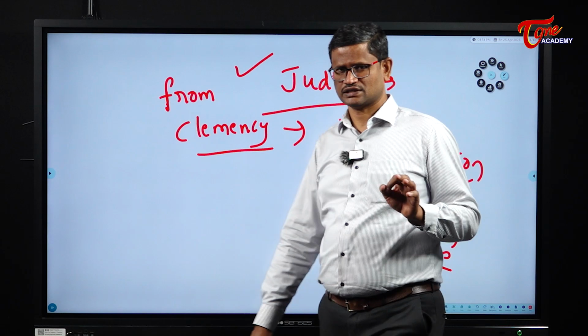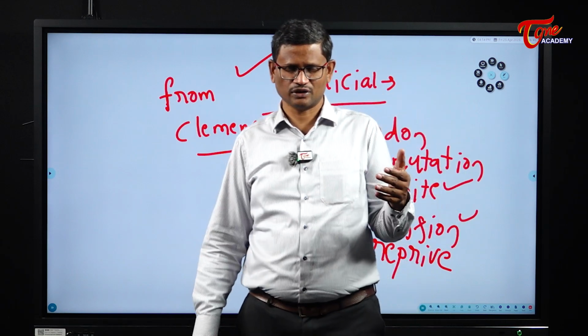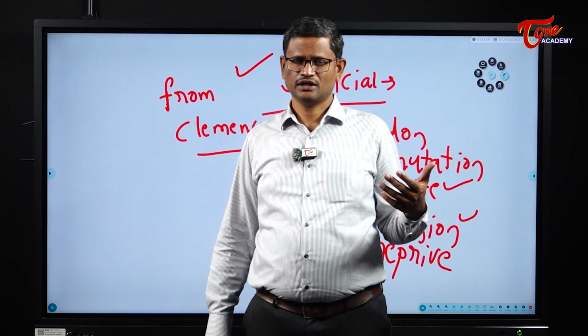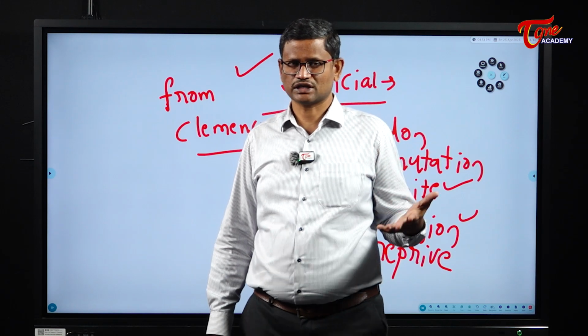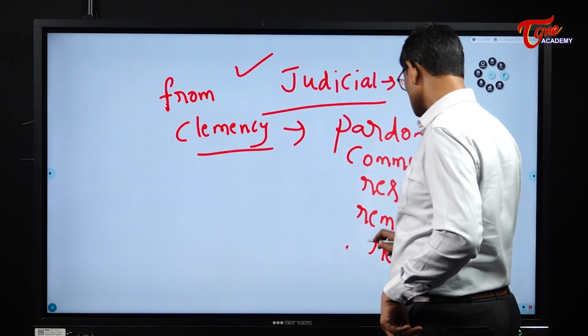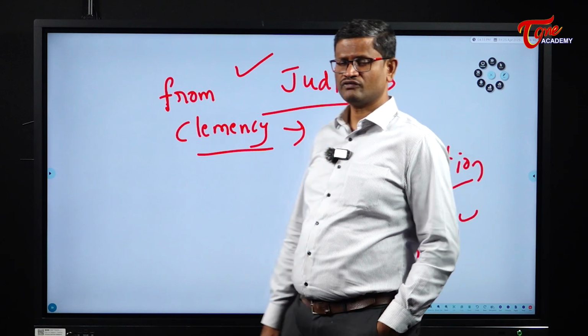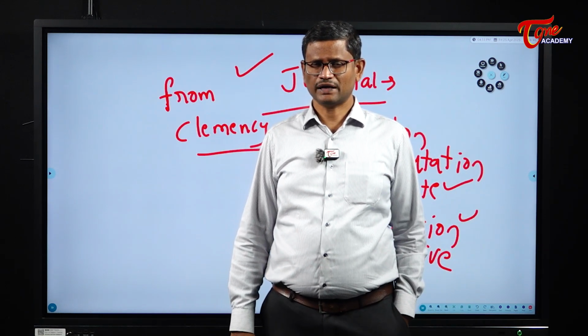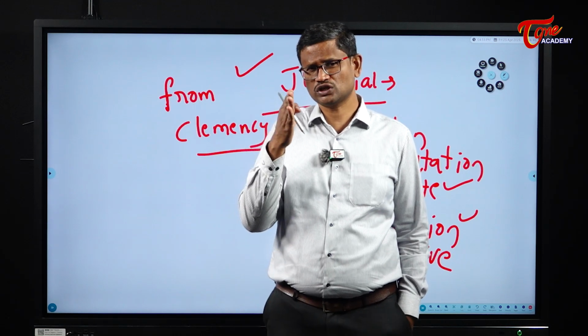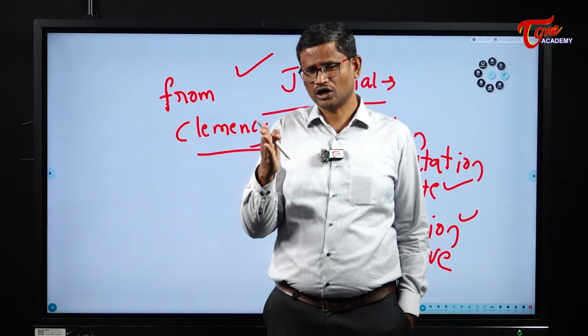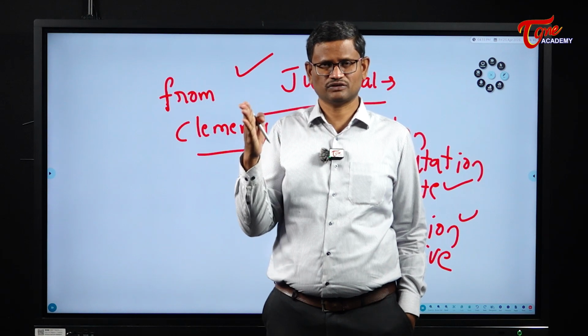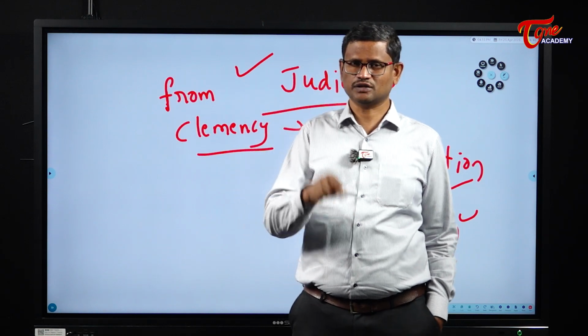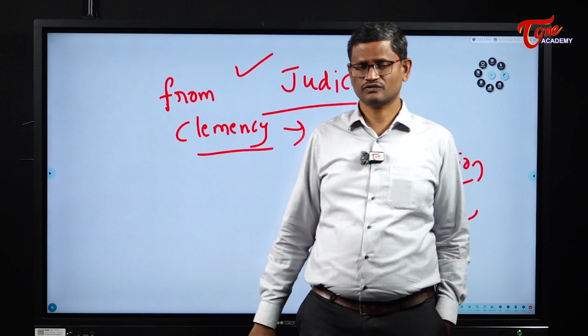In special cases, when the convict is disabled or pregnant, the punishment will be reduced. That is called a respite. The last one, a reprieve. A convict can apply for clemency with the President of India. So the execution of the punishment will be stayed, allowing the convict to apply for clemency with the President of India. That is called a reprieve. These are the judicial powers of the President of India.